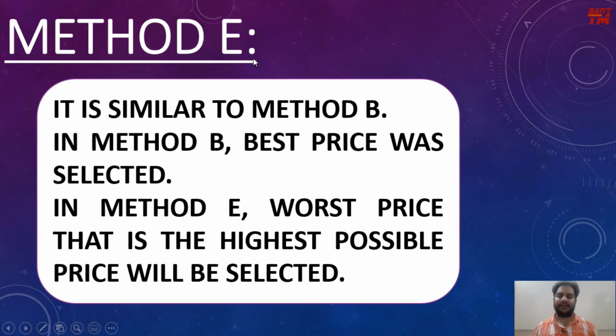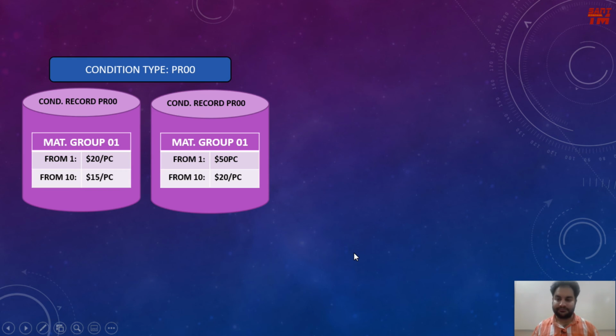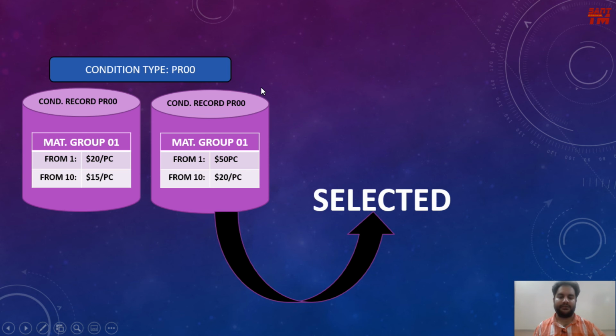Then here is method E. Method E says it is similar to method B. In method B, the best price was selected, whereas in method E, the worst price, that is the highest possible price, will be selected. See, method B was for one condition type having multiple condition records, in which we selected this first condition record because it gave us the best price. But method E says to select the worst price. That means now this condition record would be selected. So this is selected and this is deactivated. It is just the reverse of method B.